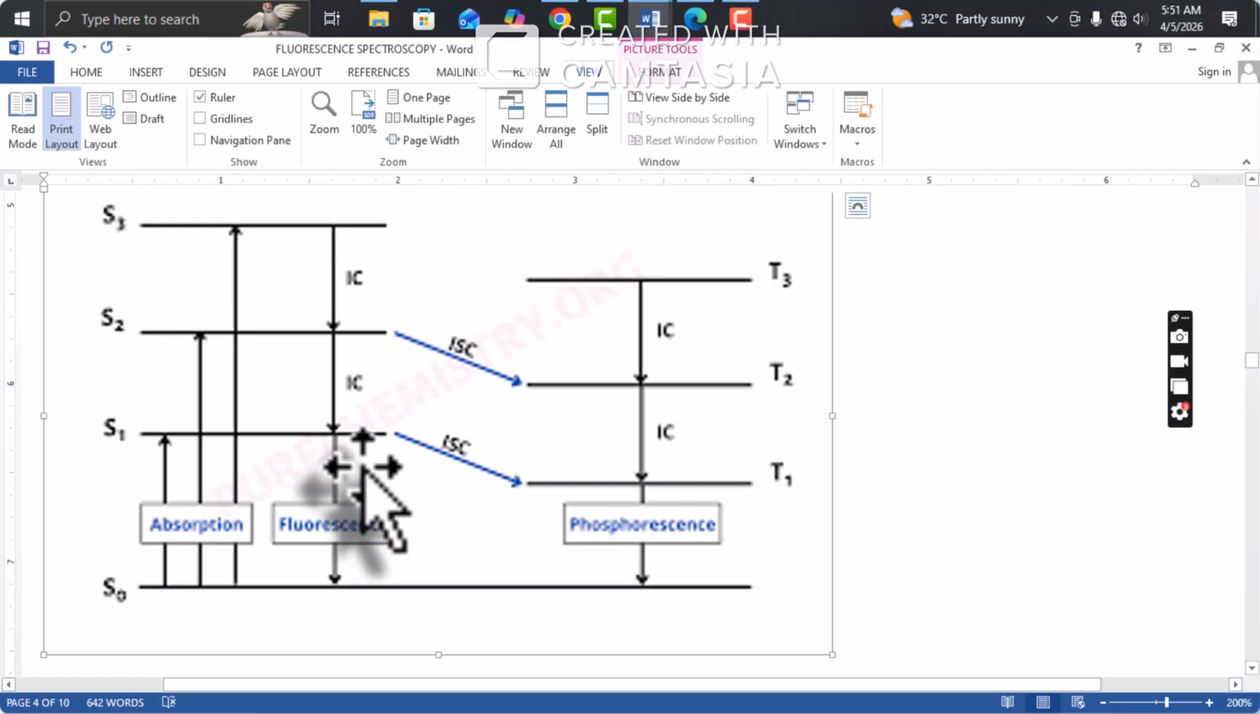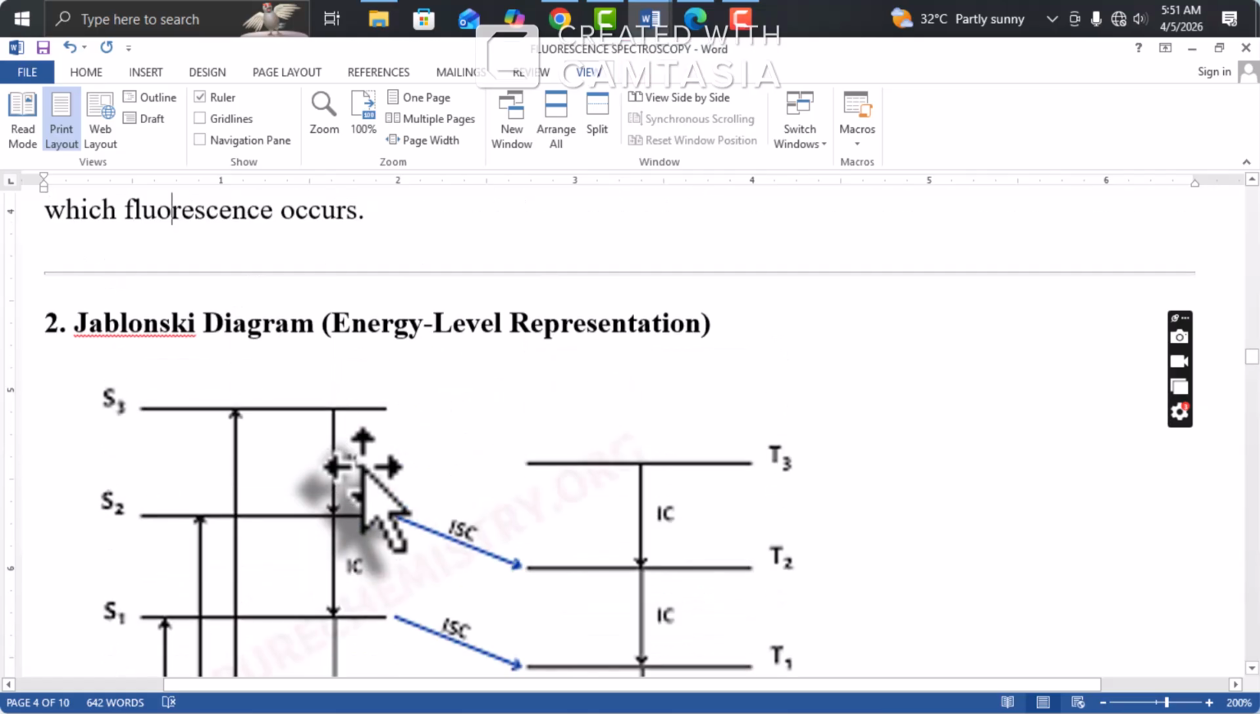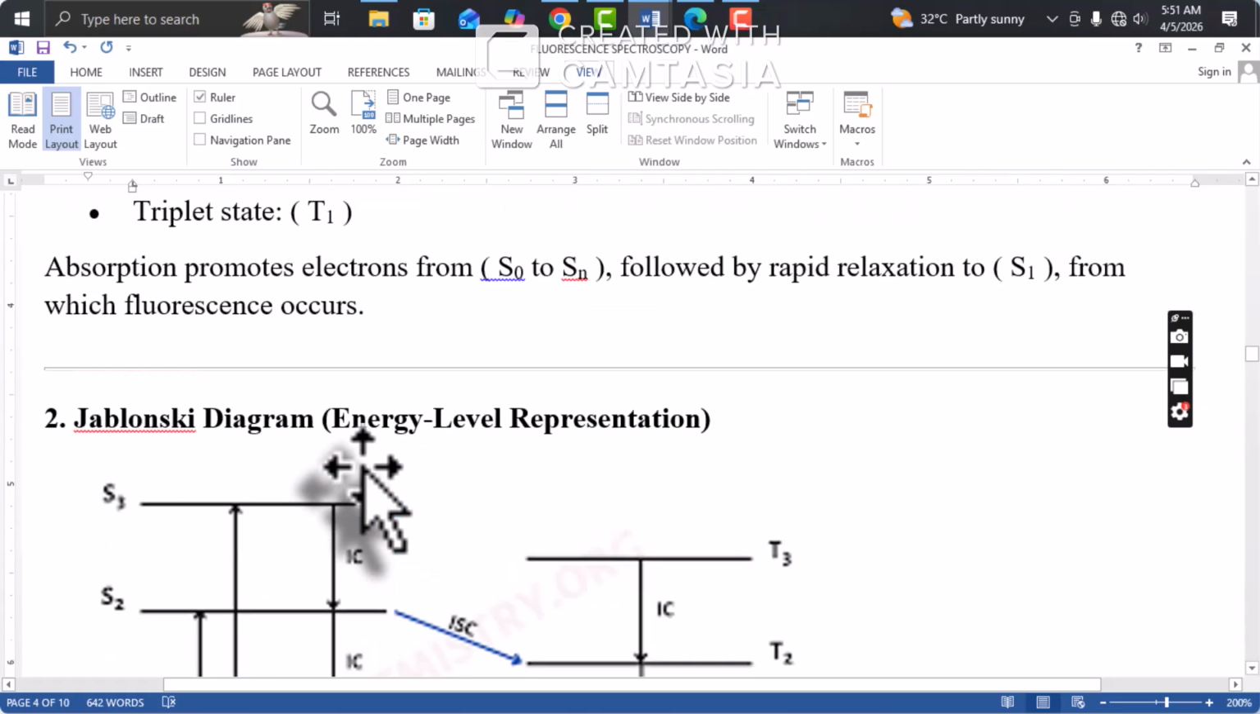Now, absorption promotes. So the first thing, before you talk about giving off fluorescence, remember there must be absorption of light, like we talked about earlier. Light must be absorbed for fluorescence to be produced. So absorption promotes electrons from S naught to Sn. Sn can be S1, S2 or so. So first, when a material or a chemical absorbs light, the electrons in that chemical or on that material are promoted.